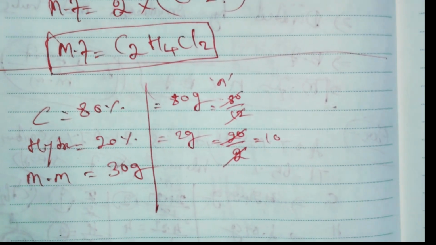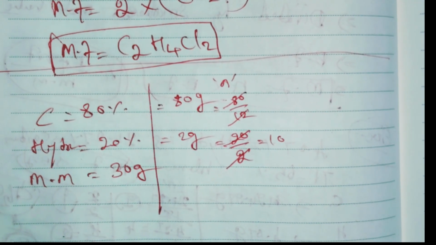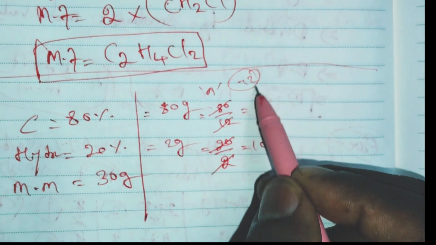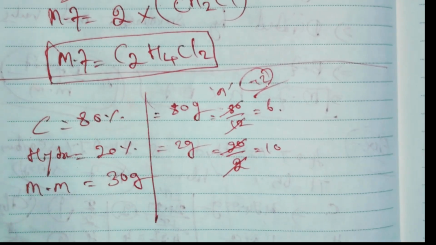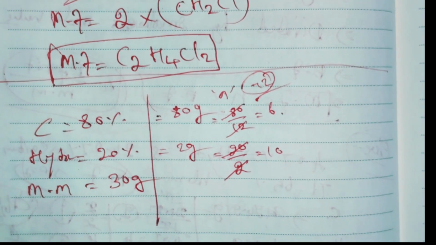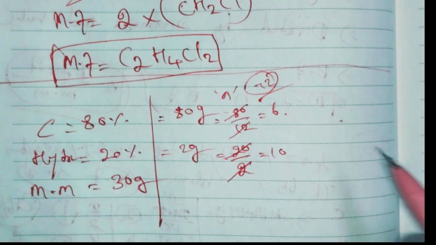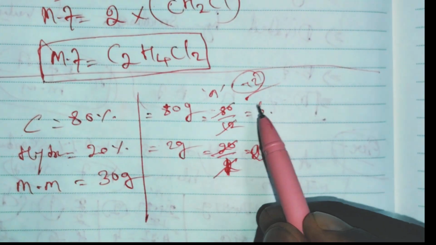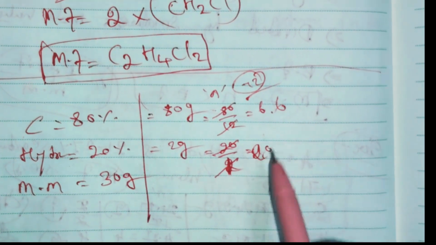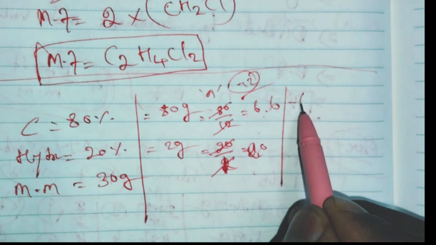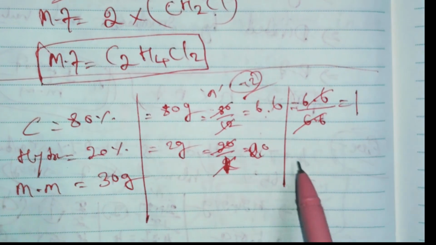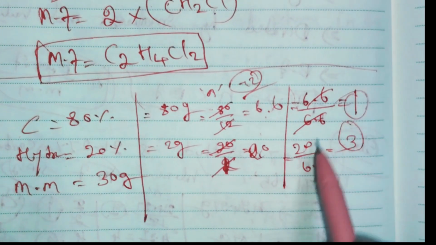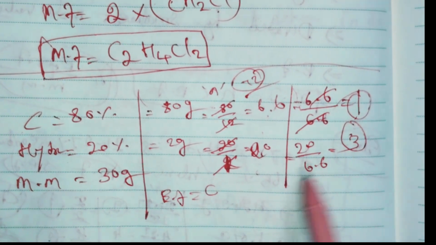6 times 12 is 72, with a remainder of 8, so we can take it as 6 here. And for hydrogen as 1, we take it as 20. So the carbon value is about 6.6, and that is the least value. So 6.6 divided by 6.6 is 1, and 20 divided by 6.6 is about 3 times. So in the empirical formula, carbon is 1 and hydrogen is 3.